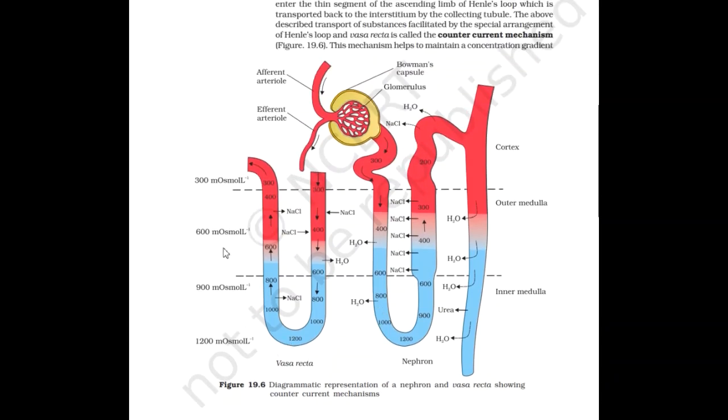Here, the concentration is 300 osmol per liter. Then it goes on increasing to 1200 osmol per liter. Here they mentioned the afferent arteriole, efferent arteriole, Bowman's capsule, and glomerulus, exchanging material as we explained earlier.